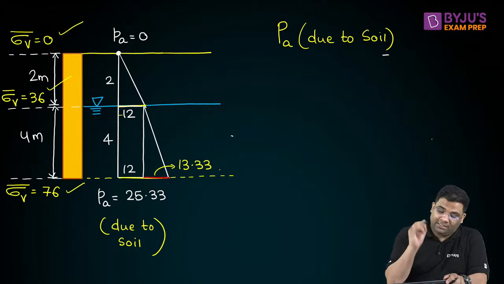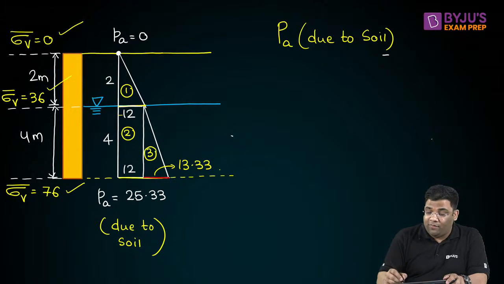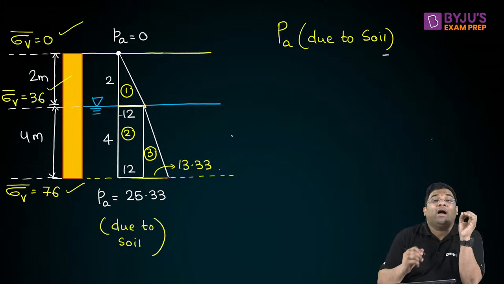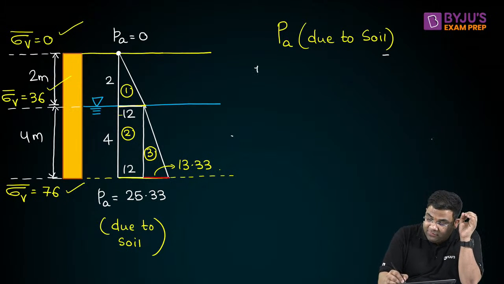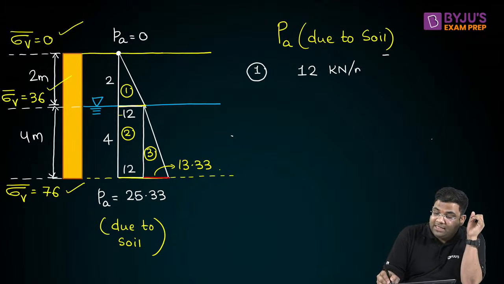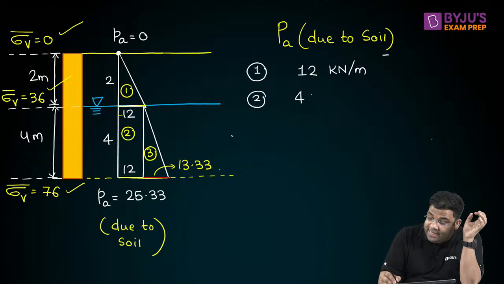So we have three areas. One area, two areas, and three areas. Can you find out the first area? Yes, the first area will be half base into height. That is 12, right? The first force will be 12 kilonewton per meter. Second one will be how much? 48, right? You see 12 into 4. Second is a rectangle. So 48 kilonewton per meter.